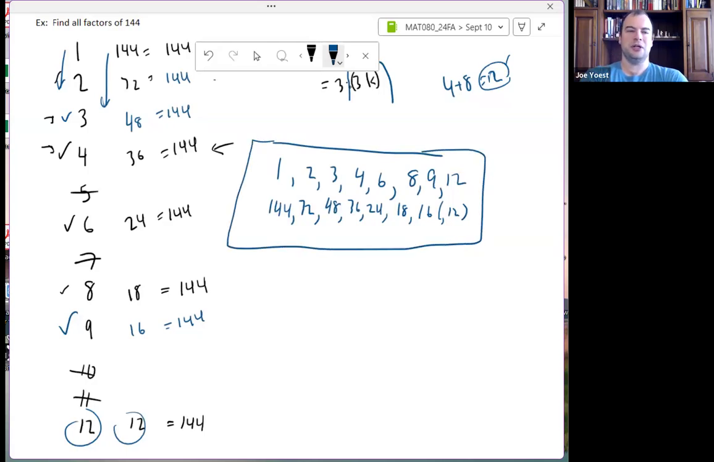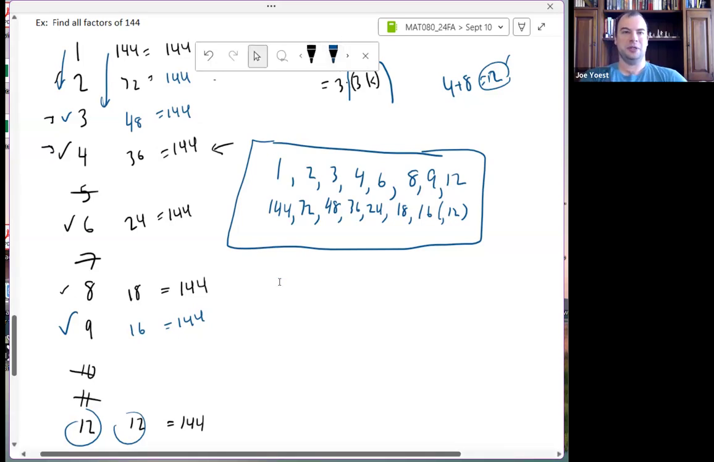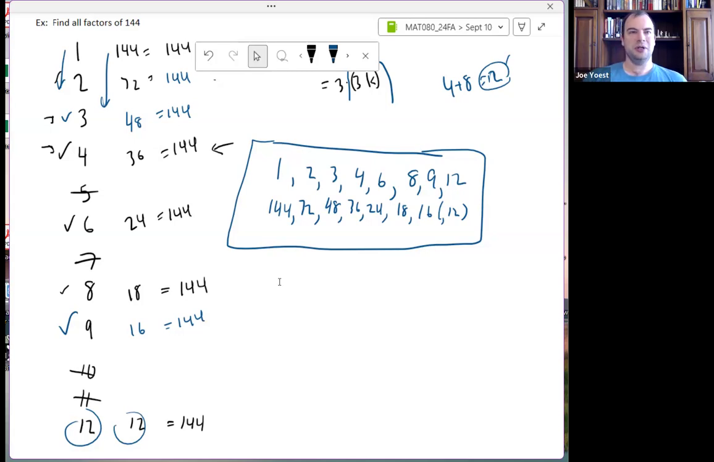So 144 has an awful lot of factors. It's a pretty big number. We had to use a variety of strategies to find all of its factors. Sometimes we just reverted to long division and seeing if it divides nicely, seeing if we get a remainder of 0. Sometimes we use the divisibility rule.